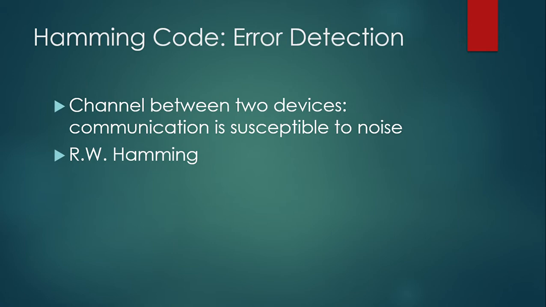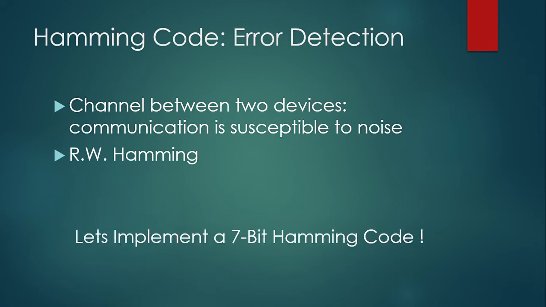R.W. Hamming proposed a method to resolve this issue. For a single-bit error, it helps to correct it. And if there is a 2-bit change, it helps to detect the error, but unfortunately cannot correct it. So let's get further into the details. We are going to understand this more by implementing a 7-bit Hamming code.